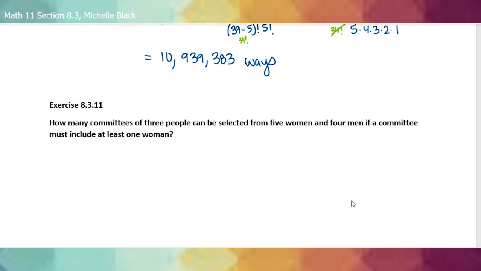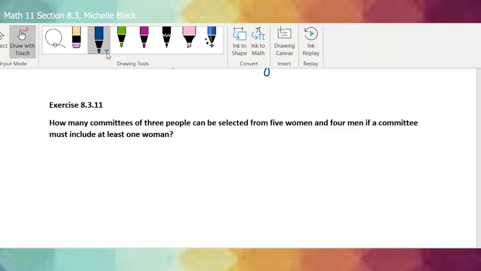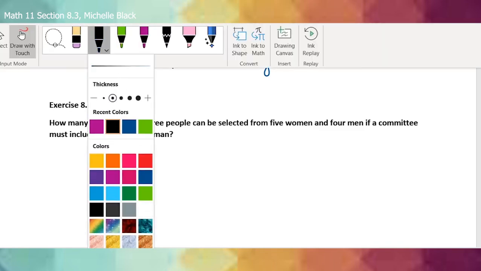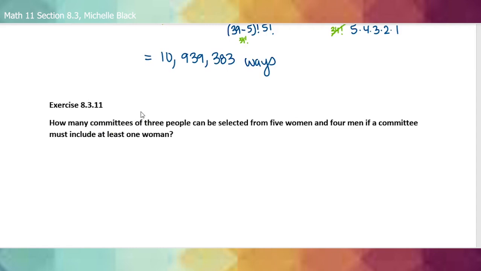And lastly, exercise 11. How many committees of 3 people can be selected from 5 women and 4 men if a committee must include at least 1 woman? Okay, when you're making a committee of 3 people, does it matter who's sitting by who? I don't think so. So if the order doesn't matter, then this is a combination problem. So I'm trying to find combinations of 3 people selected from this pool that has 5 women and 4 men, but I have a condition where the committee has to include at least 1 woman.